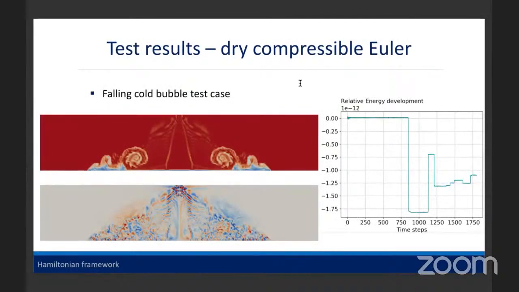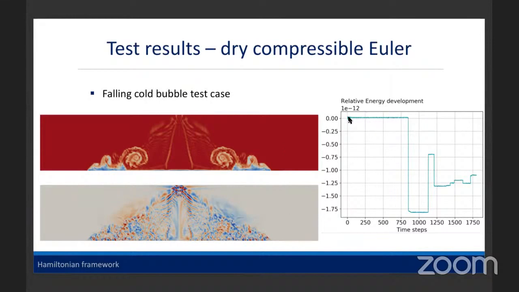So this is a two-dimensional vertical slice of the atmosphere test case with a cold air bubble that sits in the middle at the beginning, and then it drops to the ground and moves sideways as a density current. And the top rectangle is the temperature, and the bottom one is the vorticity.